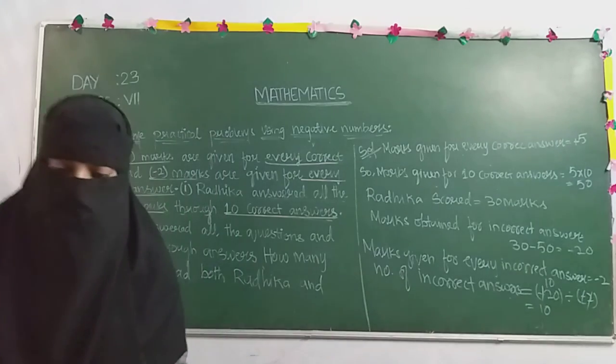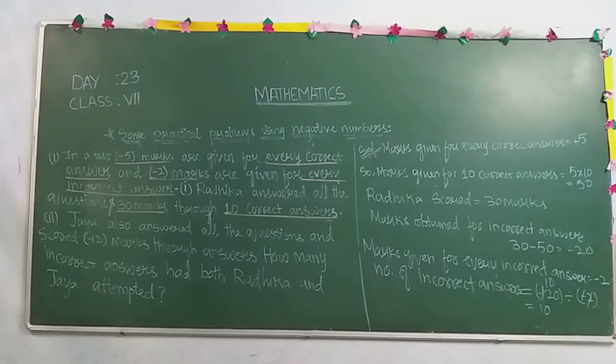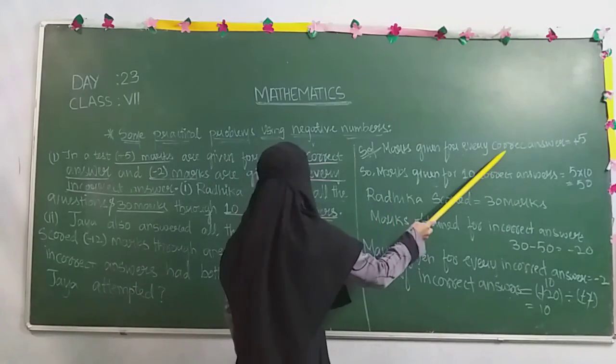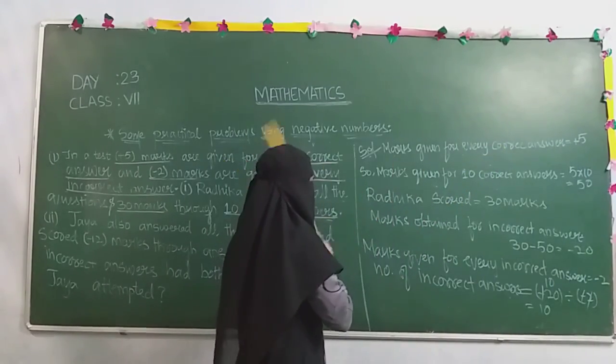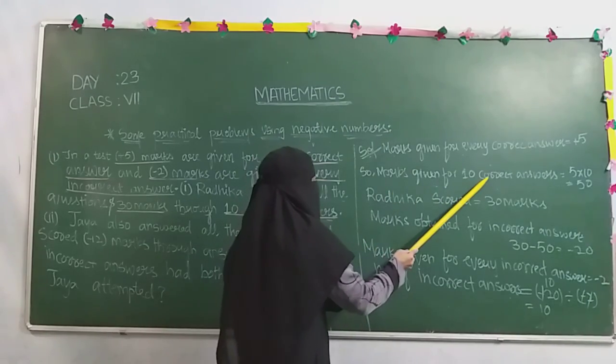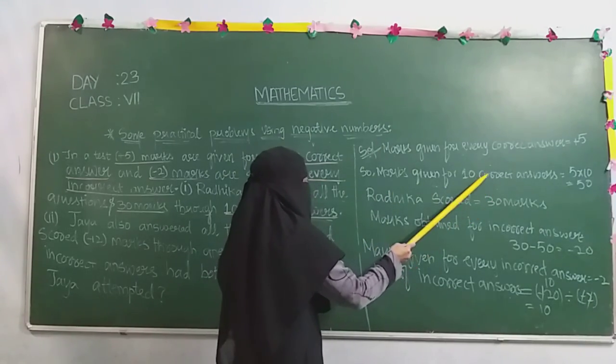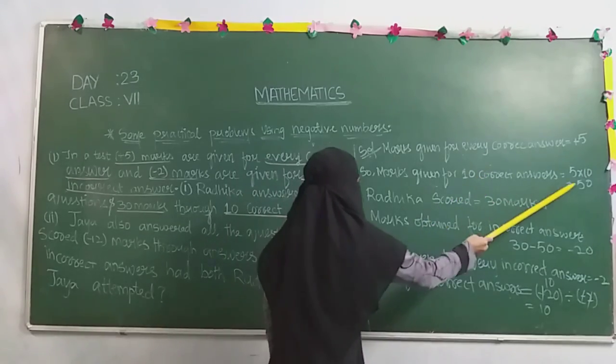Hopefully you have understood this. Again I will recapitulate. First, the information given: Radhika answered all the questions. We don't know how many questions she attempted, but it is given that she answered all the questions and scored 30 marks through 10 correct answers. First we have written 5 marks for every correct answer. Then we calculated the marks for 10 correct answers: 5 times 10, 50.